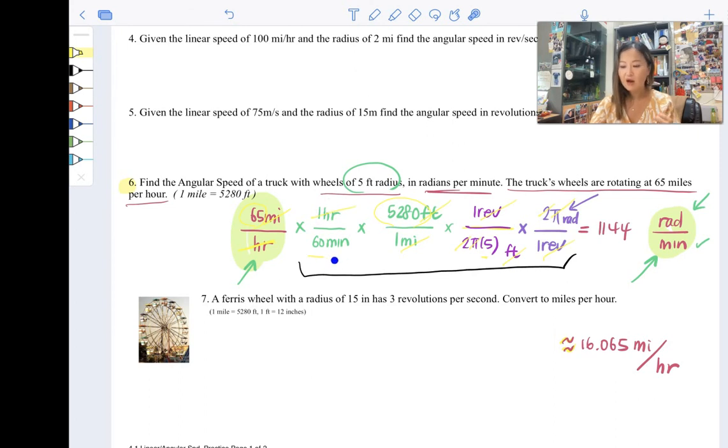Yes, we're almost there. Now, we have miles here, but we want radians, right? We got to get rid of miles first. We know that 5280 feet per 1 mile. Miles are gone. But now we have feet because our radius was given in feet. That's why we knew we needed everything in feet. Now, I go here. 1 revolution, I know I go around 1 circumference, which is 2 pi r, and that's 2 pi and 5 feet radius. And then feet are gone. I have revolution, which is gone because I know that in 1 revolution, I've traveled 2 pi radians. And I get 1144 radians per minute, okay?